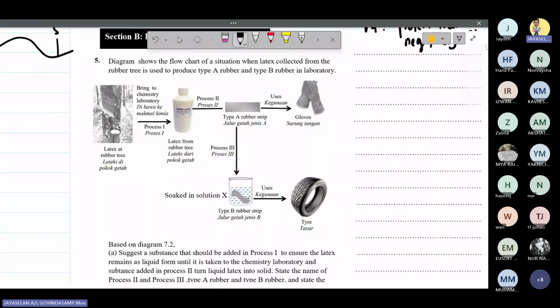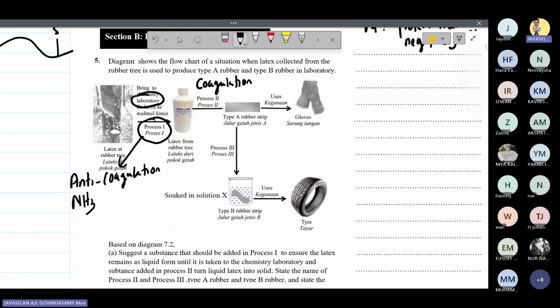So this is latex. Latex undergoes the first process. Before it is brought here, they maintain it in the liquid form. What is the name of this process? We prevent coagulation. So you put here anticoagulation. To prevent coagulation, you need to add what solution? Ammonia solution. Once they bring it to the factory or laboratory, they open the cap, take the liquid and add something. This process is called coagulation.